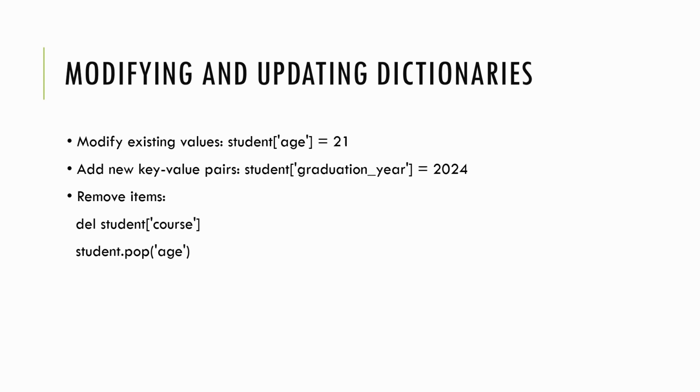We can also add new key value pairs. Here we add the graduation year: student[graduation_year] = 2024. To remove an item, we can use del or pop. For instance, del student[course] will remove the course key.